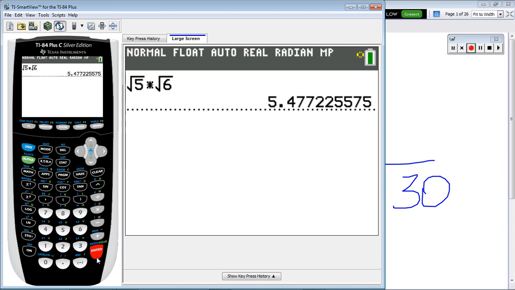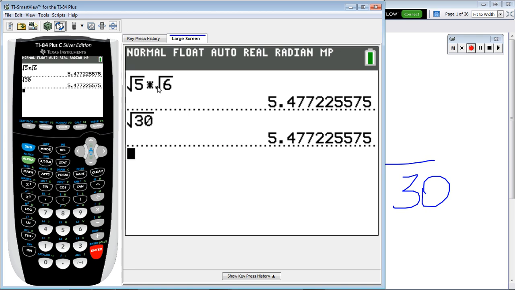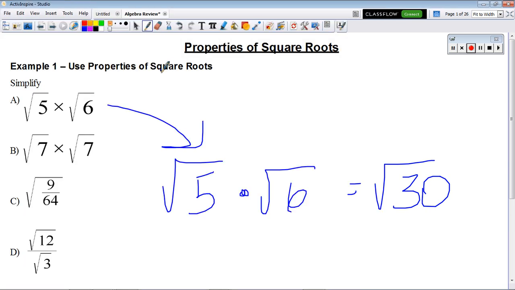I get an answer to that, and then if I type in the square root of 30, what should be true is that the same decimal answer I got when I did the square root of 5 times the square root of 6 is the same decimal answer I should get when I do the square root of 30, which you can see here occurs. So that's just something you can always do with square root problems whenever you're simplifying.